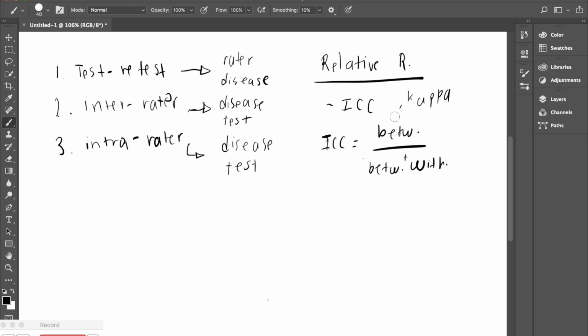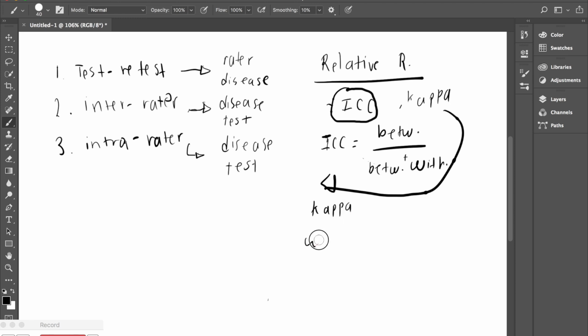Now, we have actually two different types of kappa. So an ICC is used for continuous data, when you're trying to measure relative reliability for continuous data. And kappa, you have an unweighted kappa, and you also have a weighted kappa. And an unweighted kappa is used for dichotomous measures, essentially. So potentially things that have two outcomes. So for example, a person could be diseased or non-diseased.